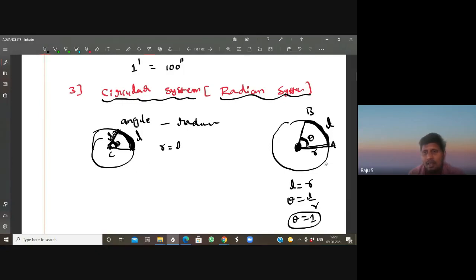That is 1 radian. If the length is increasing, the radian value will also increase. So the number of radians of the angle subtended by an arc at the center is equal to arc by radius. Simply remember this, students. One straight angle is pi radians. Pi radians is equal to how many degrees? You already know that. 180 degrees. Am I right?